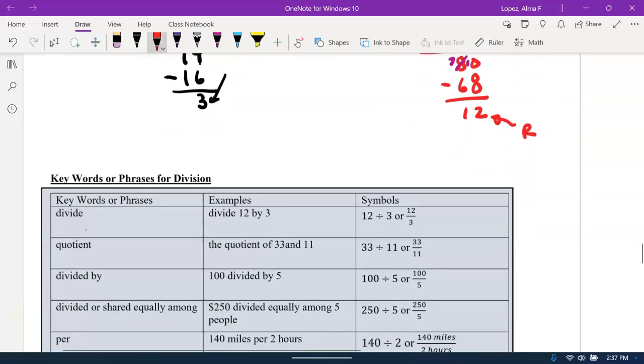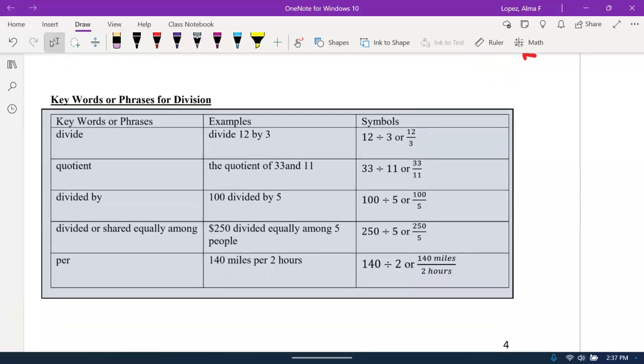All right, real quick before we go on to the video, here are the keywords that mean division: divide, quotient, divided by, divided or shared equally among, and per. I'll see you in the next video.